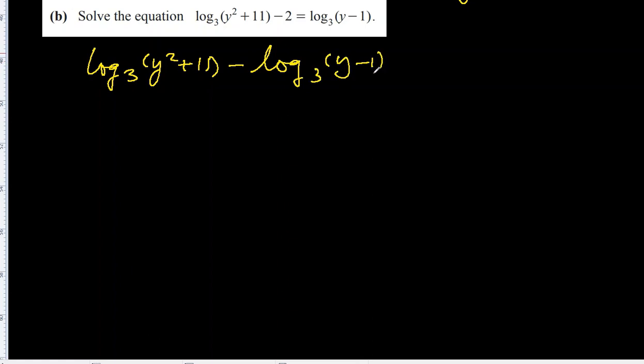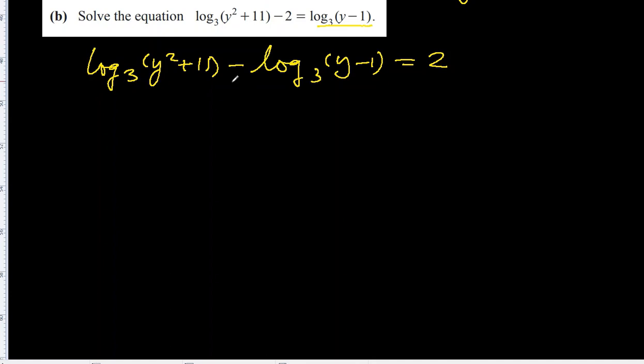Here it is. Solve the equation with logs, and that's it. We have to find the value of y because y is the variable here. Here we should combine this log base 3 and log base 3 together, and then try to solve this equation. So log base 3 of y squared plus 11 minus log base 3 of y minus 1. So I brought this to the left side and 2 goes to the right side.